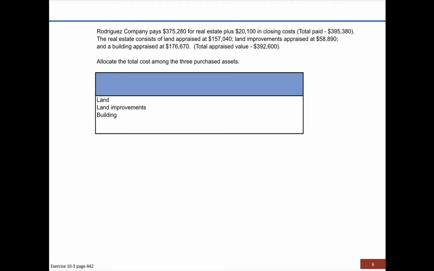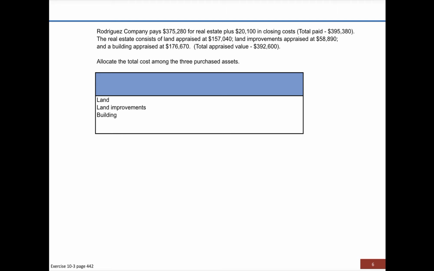For land improvements, we look at 58,890 divided by 392,600. So for land improvements, we're taking just that number, dividing it by the total appraised value there. And this is just giving us the percentage of the total appraised value that is related to land improvements. About 1.5.